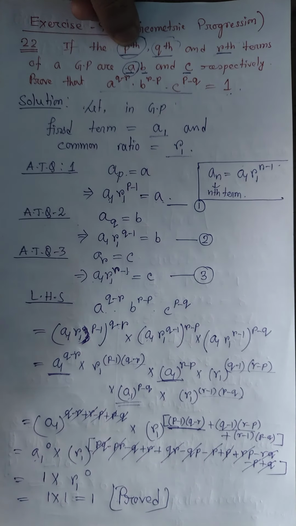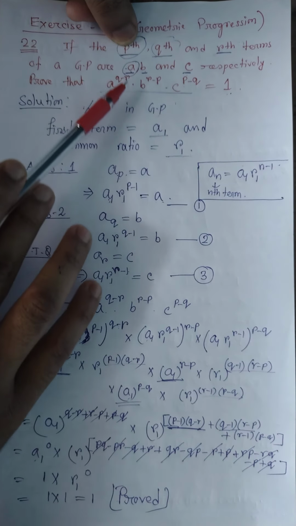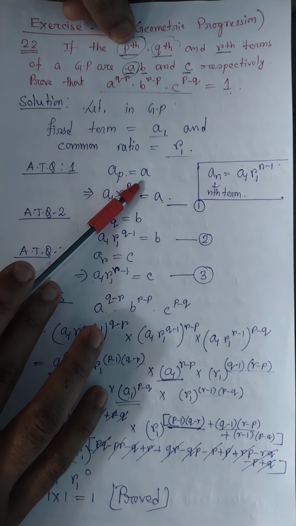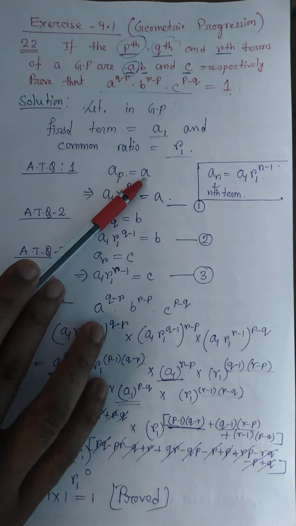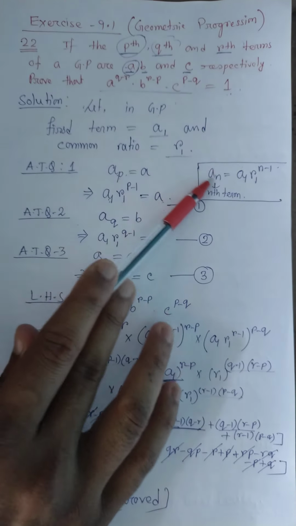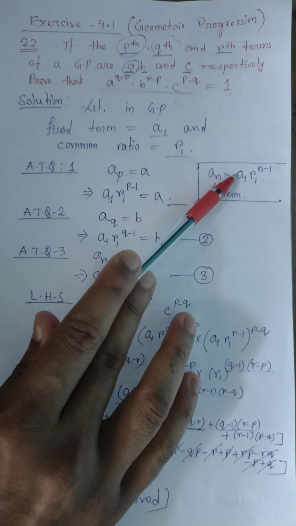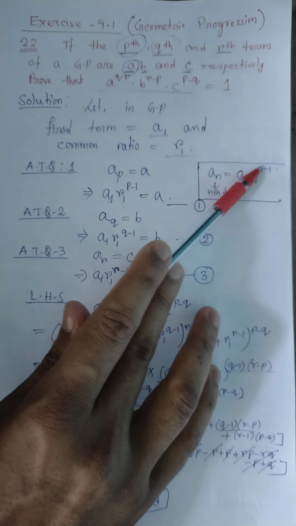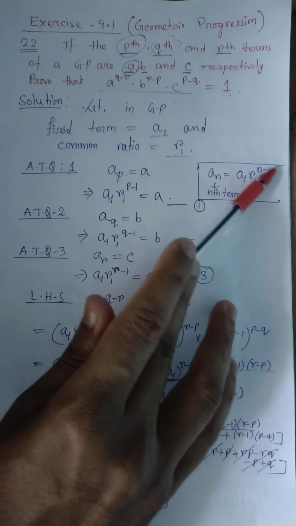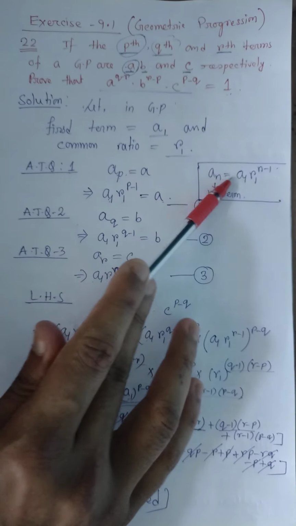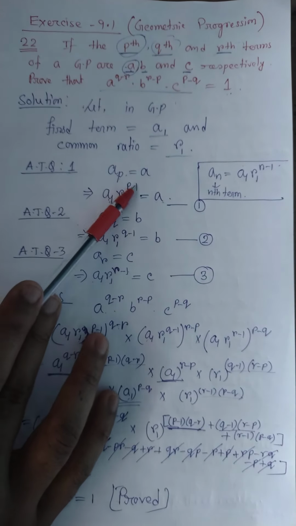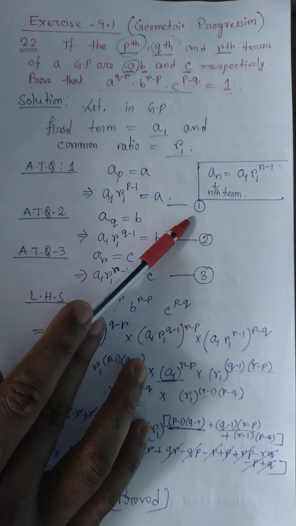Now, what is given? The pth term is A. That means Ap equals A. And what is the formula of the pth term? A1 R1 to the power P minus 1. Because we know the formula of the nth term is the first term into the common ratio to the power n minus 1. An equals A1 R1 to the power n minus 1. That is the formula of the nth term of a GP. Now, in place of n, P is there. That means Ap equals A1 R1 to the power P minus 1 equals A. This is condition number one.